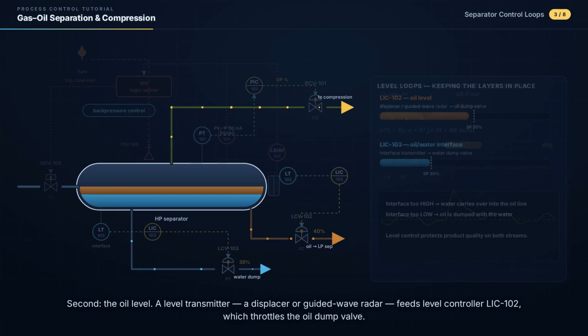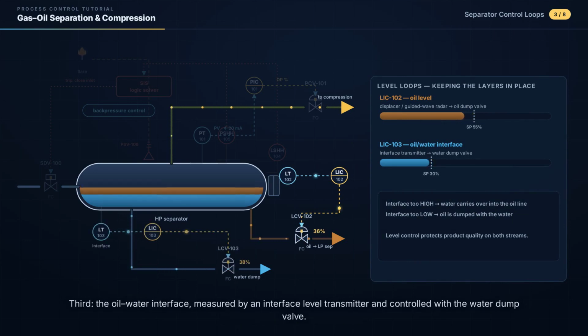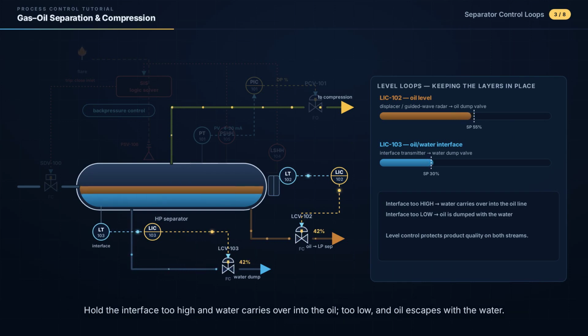Second, the oil level. A level transmitter, a displacer or guided wave radar, feeds level controller LIC102, which throttles the oil dump valve. Third, the oil-water interface, measured by an interface-level transmitter and controlled with the water dump valve. Hold the interface too high, and water carries over into the oil. Too low, and oil escapes with the water.